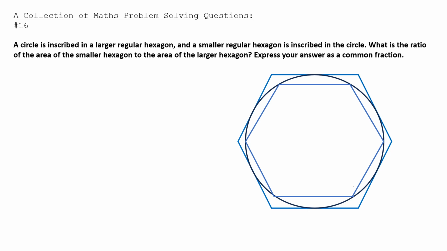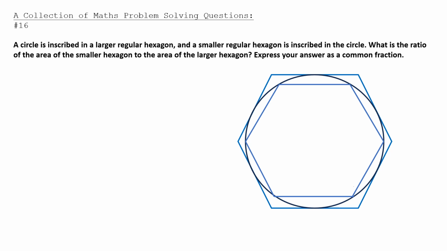A circle is inscribed in a larger regular hexagon, and a smaller regular hexagon is inscribed in the circle. What is the ratio of the area of the smaller hexagon to the area of the larger hexagon? And express your answer as a common fraction.